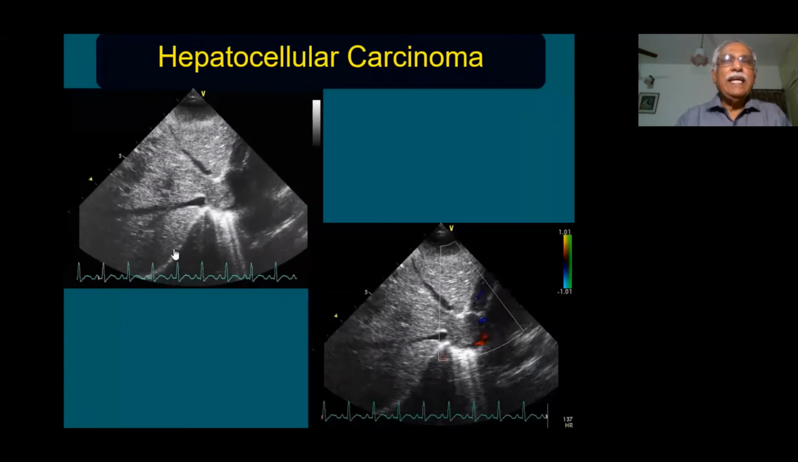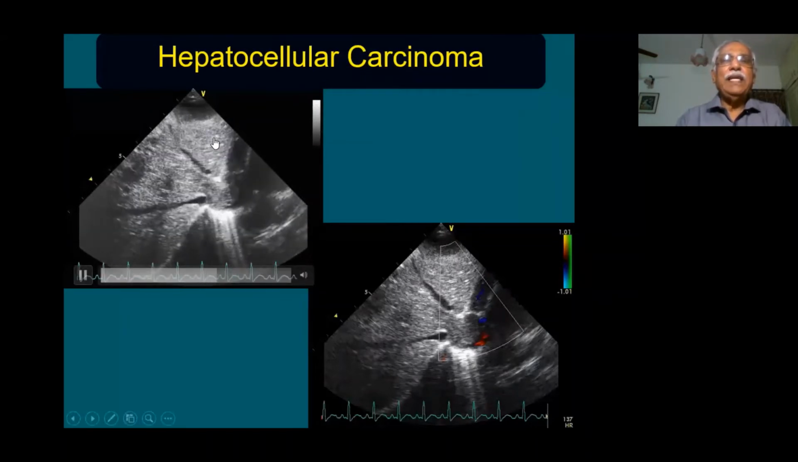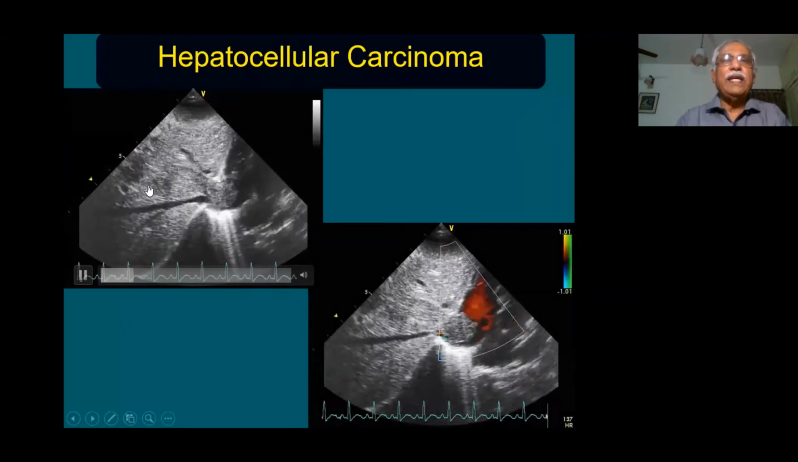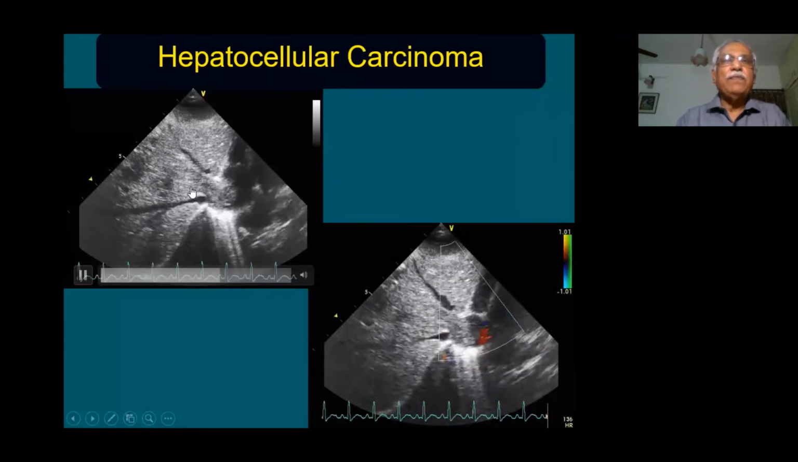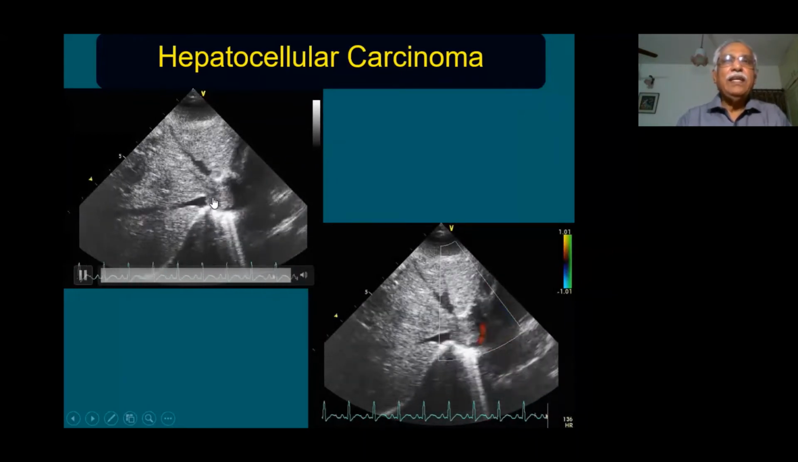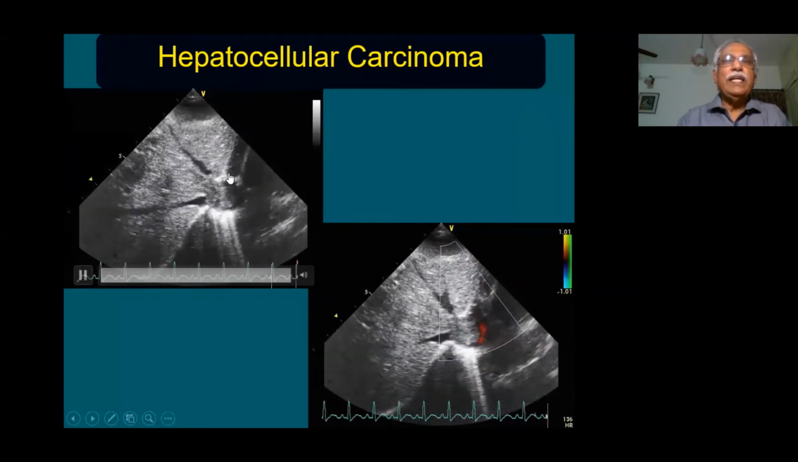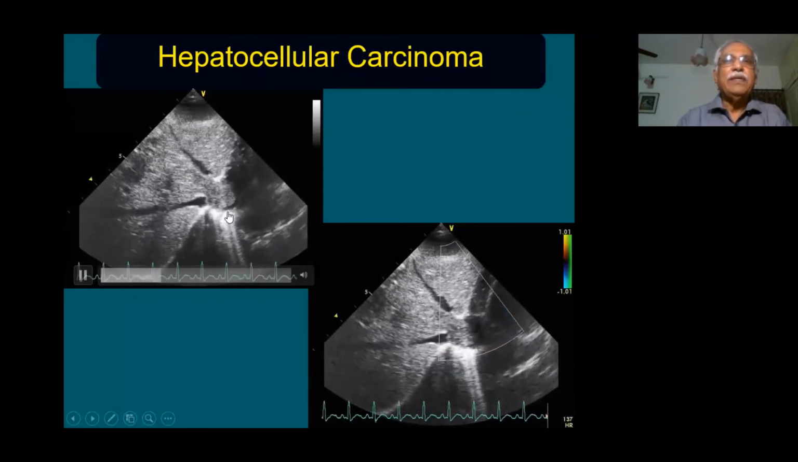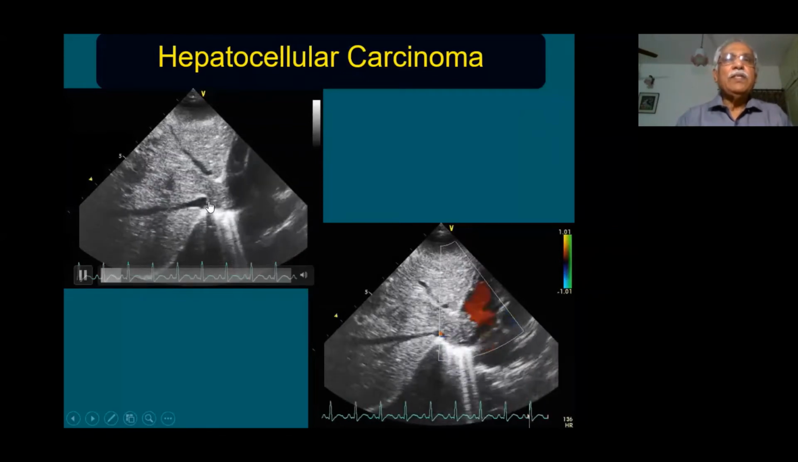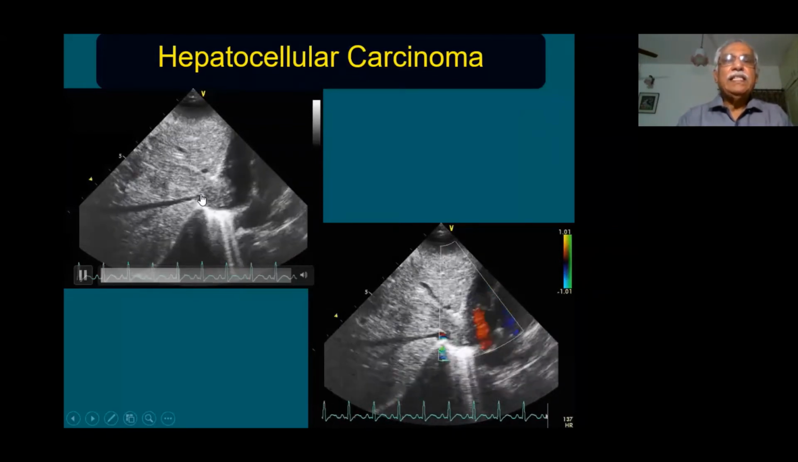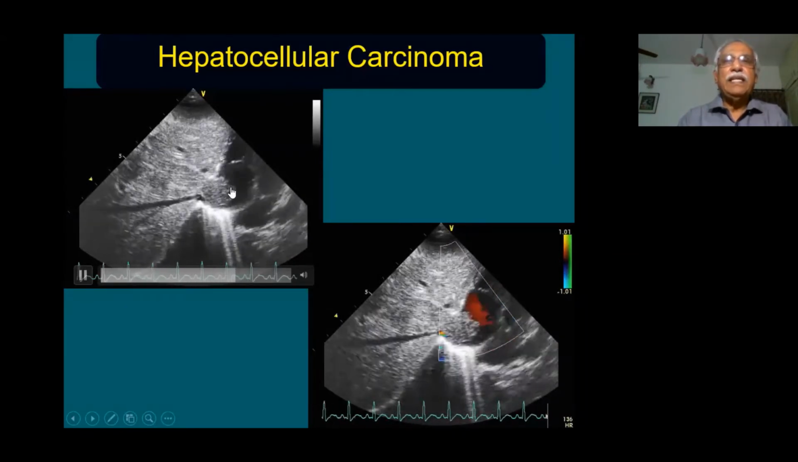This is again a small child, who was referred from the Cancer Institute. This mass is protruding from the liver, going through the capsule of the liver, and protruding into the right atrium. It is near the mouth of the inferior vena cava. This is a hepatocellular carcinoma in a child.